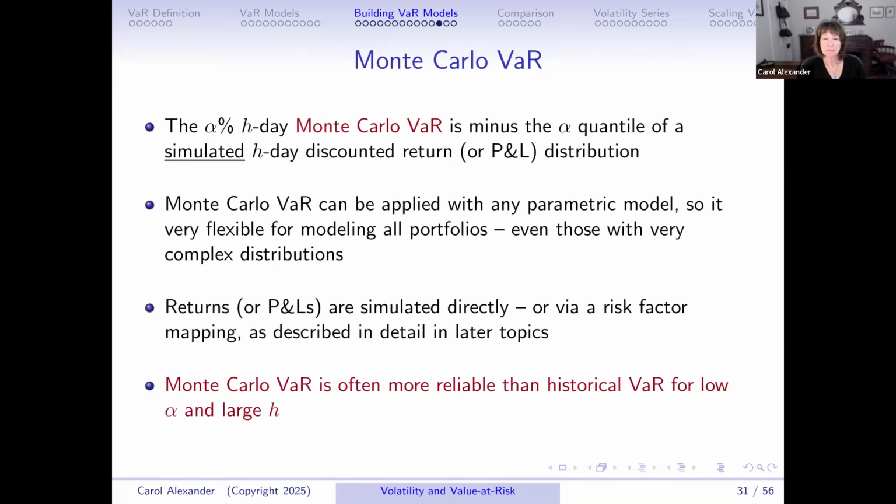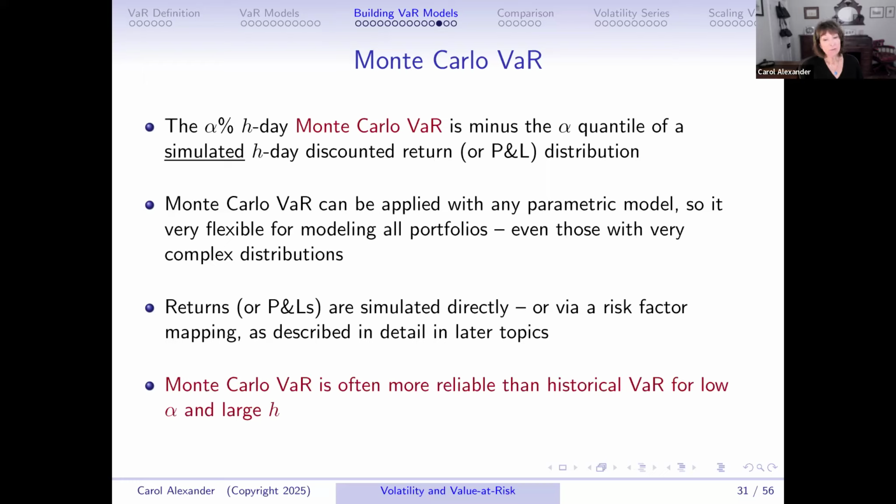Monte Carlo VaR, again, we use alpha percent H-day, which is minus the alpha quantile of a simulated distribution, now not an empirical distribution. And we can use any parametric we want. It's very flexible, so we can model quite complex portfolios using Monte Carlo VaR. And the returns are simulated directly, or we could use it at the risk factor mapping, and we're going to describe it in detail, in particular in topic 7, when we look at options portfolios.